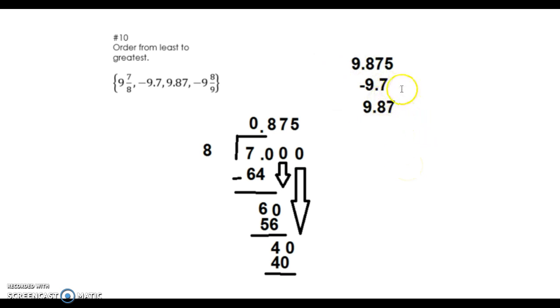Now, quick question. We have 9.87 and 9.875, right? Which one of these is bigger? Well, if there was an extra number here, it would be 0. So what would be bigger, 9.875 or 9.870? It's going to be this 5, right? So we know this one's the biggest number now. This is the second biggest number, and I'm going to let you guys figure out the last one. All right. I know this one's a little bit tougher, but that's why I saved it for last. Good luck.